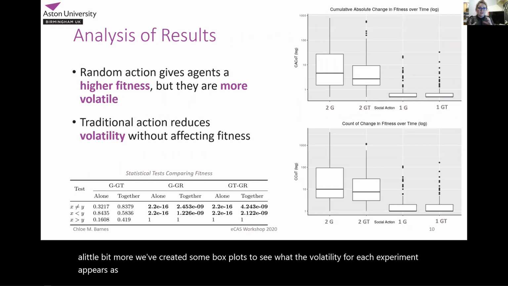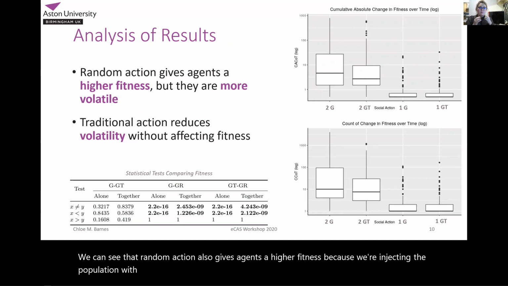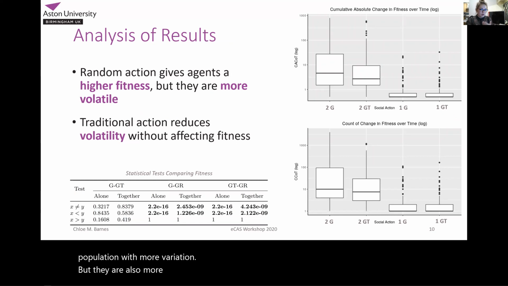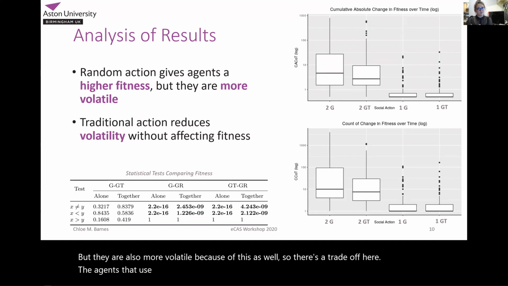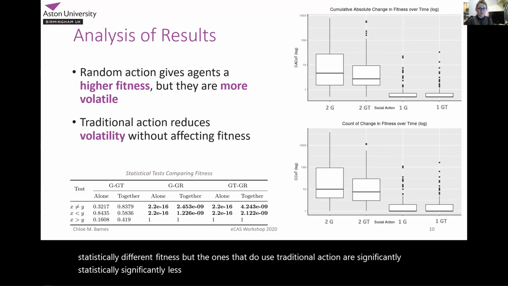And we can see that traditional action actually reduces the volatility significantly, and we've run statistical tests as well, which confirm this. We can see that random action also gives agents a higher fitness because we're injecting the population with more variation, but they're also more volatile because of this as well. So there's a trade-off here. The agents that use goal rational action and those that use traditional action don't have a statistically different fitness, but the ones that do use traditional action are statistically significantly less volatile than the ones that just use goal rational action. So there's a big benefit there.